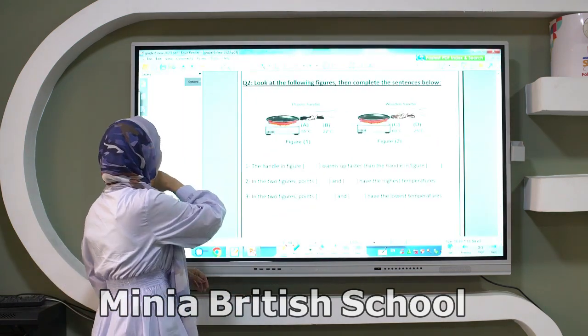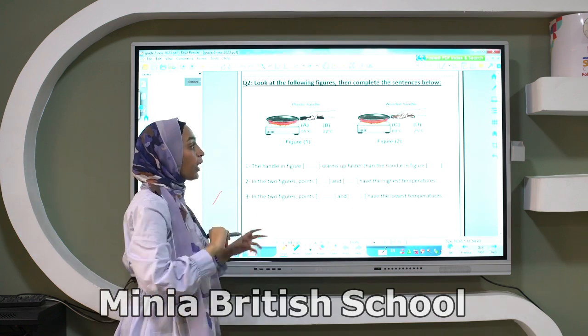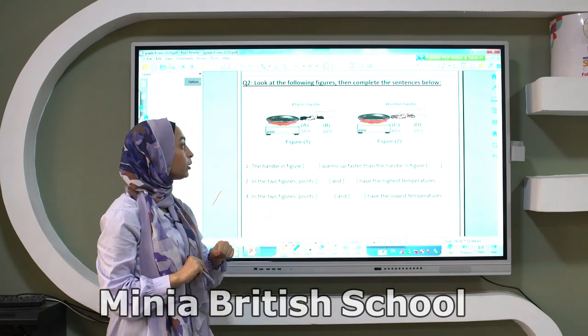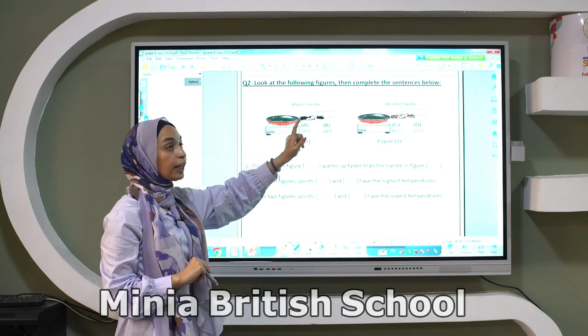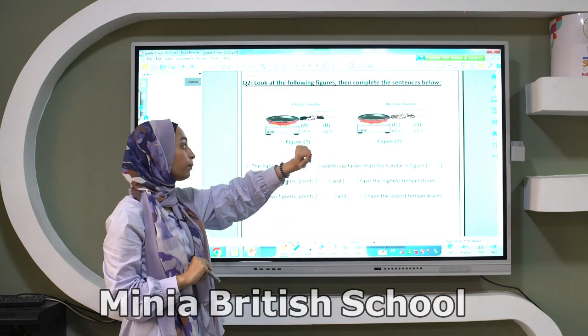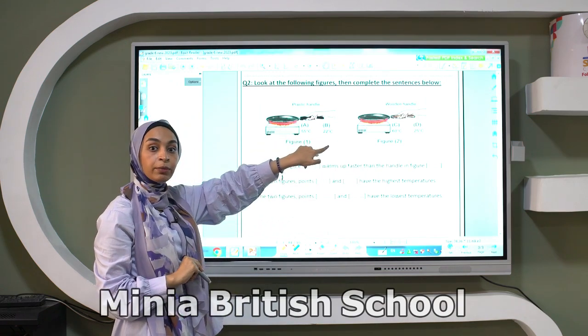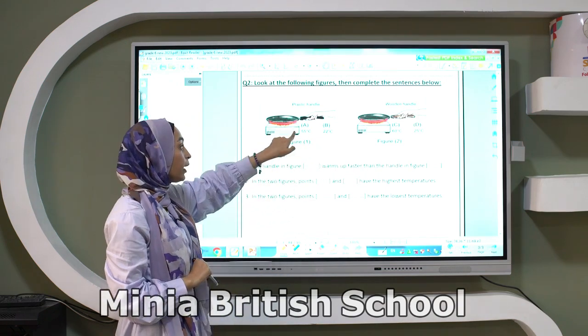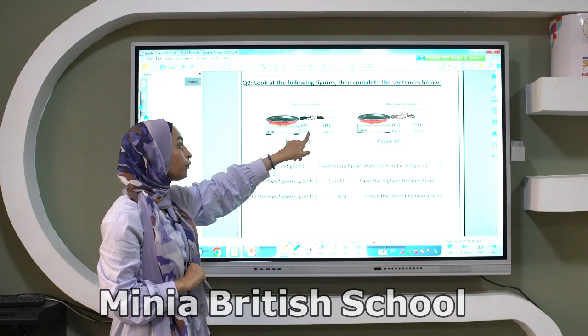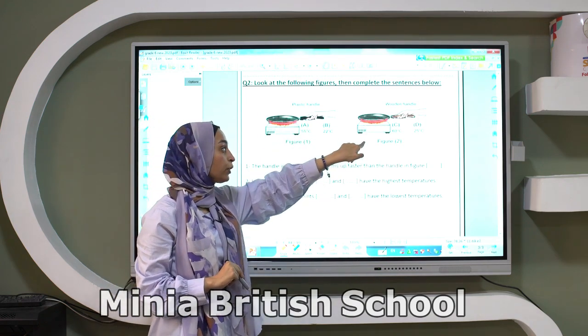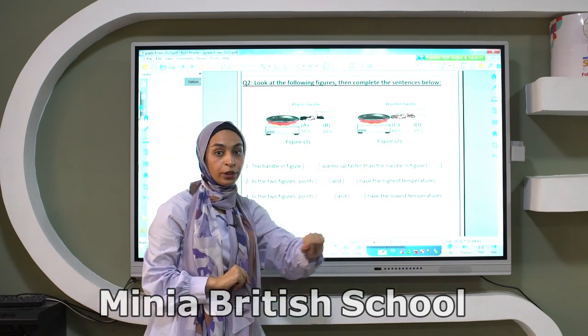Let's see. Here I have two figures. In figure 1, a plastic handle, and in figure 2, a wooden handle. And I have 2 points. I measured the temperature at each one. At A, 55, at B, 22. But in figure 2, 60 and 25.